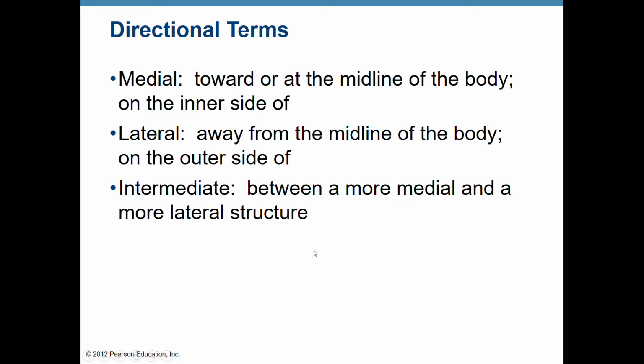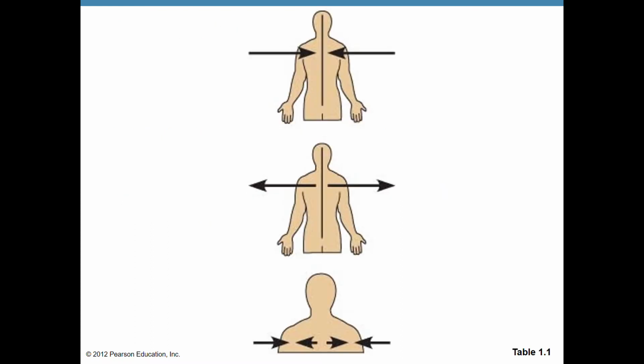And another is the medial, the lateral, and intermediate. I will give an example of this later. So we have medial, toward the midline of the body; lateral, away from the midline; intermediate, between a more medial and a more lateral structure. So in between, that is intermediate, between a more lateral and a more medial structure.